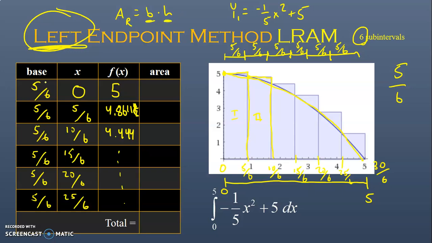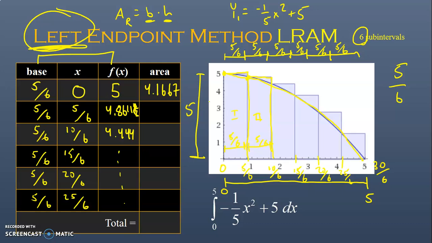which again is just base times height. So I'm going to take the base, and I'm going to multiply it by the height. So for this first rectangle, we're saying that the base is 5/6, and the height is 5. So 5/6 times 5 would be 4.1667. For the next rectangle, the base is still 5/6. The height is now whatever f of 5/6 was.